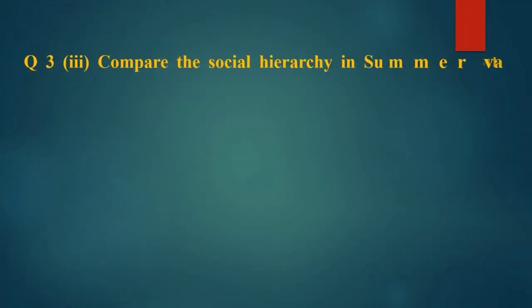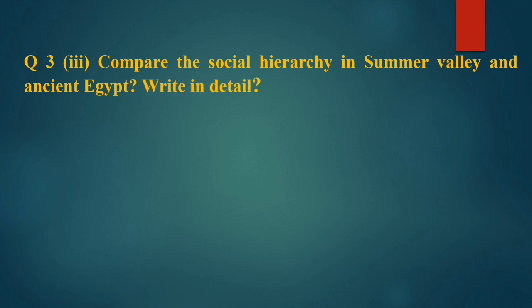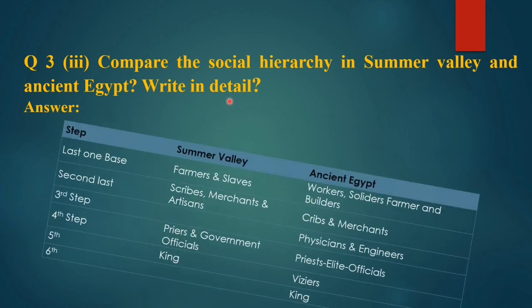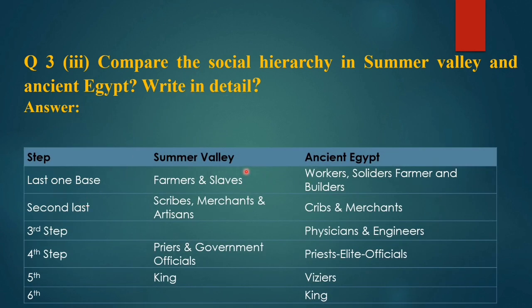Question number 3. Compare the social hierarchy in the Sumerian valley and ancient Egypt. Write in detail. Answer, step by step. Sumerian valley and ancient Egypt. The last base: farmers and slaves. Workers, soldiers, farmers and builders. Second last, in Sumer there were scribes, merchants and artists, and in ancient Egypt, scribes and merchants.